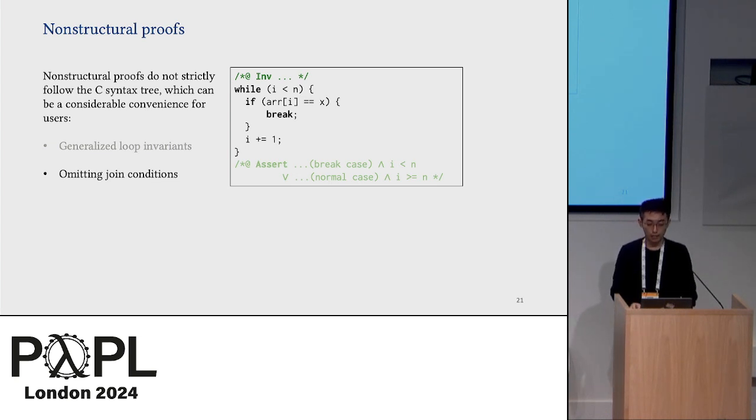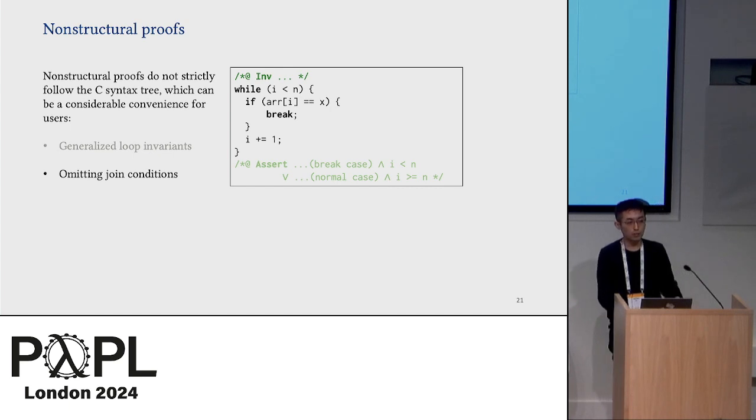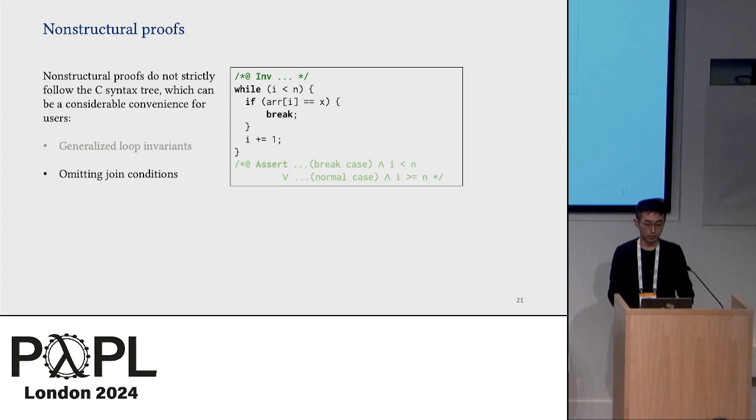Like the program on the right, a join condition is needed in Hoare logic if the control flow is joined. Like here, the loop can be executed normally or with break. So here we will need a join condition in Hoare logic. But in some cases, it is more convenient to just follow the control flow of the program and treat them as separate paths. Like in VST-A, we can omit this join condition. This also applies to if branches. Notice that users can still write join conditions if they think it's necessary.